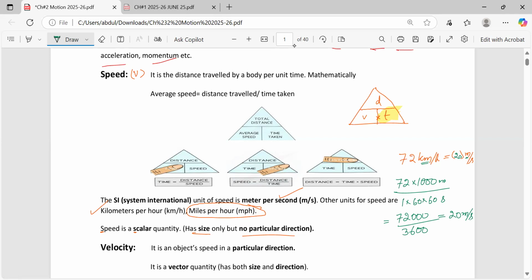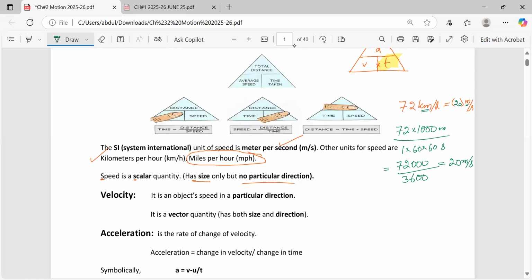Velocity. There will be no separate formula. First of all, to calculate velocity separately, whatever is the formula for speed, the same is the formula for velocity. The only difference is that velocity is an object's speed in a particular direction. Velocity is an object's speed in a particular direction. It is a vector quantity, has both size and direction.